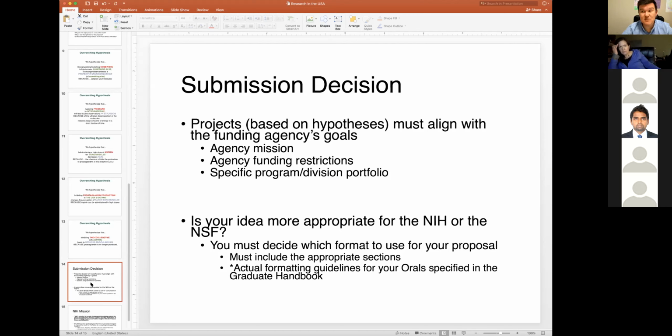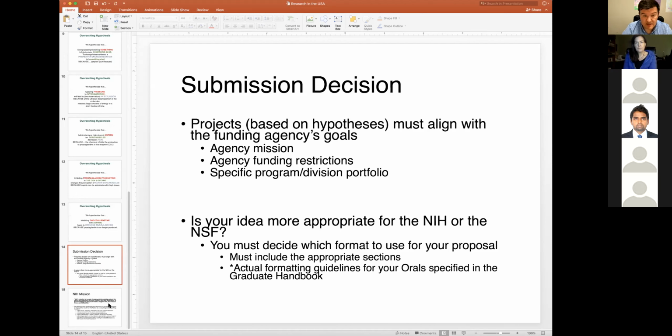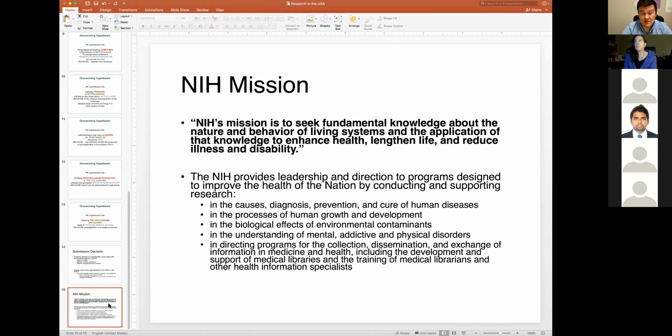We don't imply that this is the only format, but this is probably the most widespread format in scientific funding in the US and also in the context of chemistry funding in the US. This is the reason why we will be teaching you with NIH-based styles, formats, and approaches. Whether your idea is more appropriate to the NIH or NSF is decided during the proposal crafting, looking also at the mission of each agency. It's the NIH mission to seek fundamental knowledge about the nature and behavior of living systems and the application of that knowledge to enhance health, lengthen life, and reduce illness and disability.